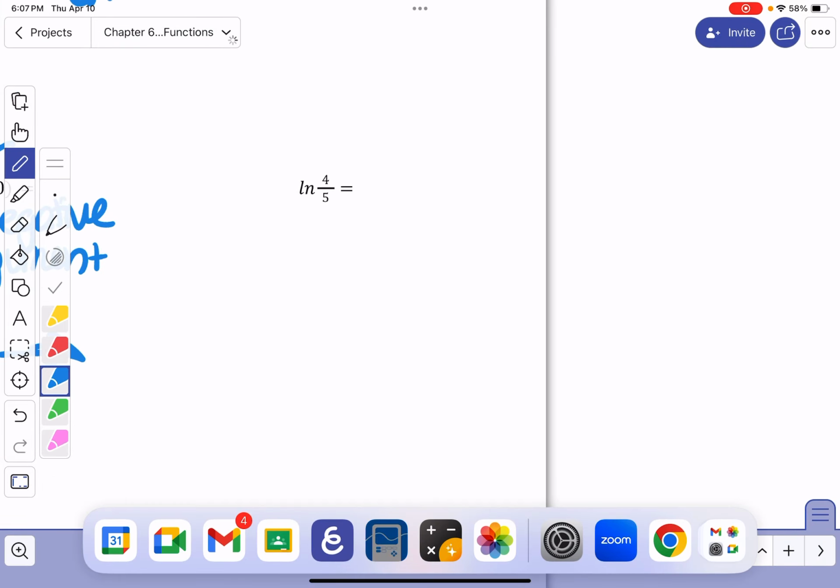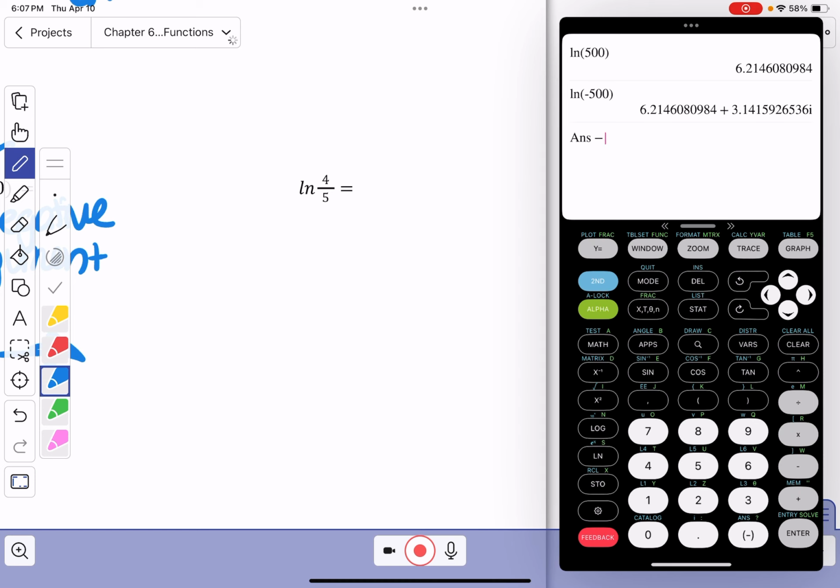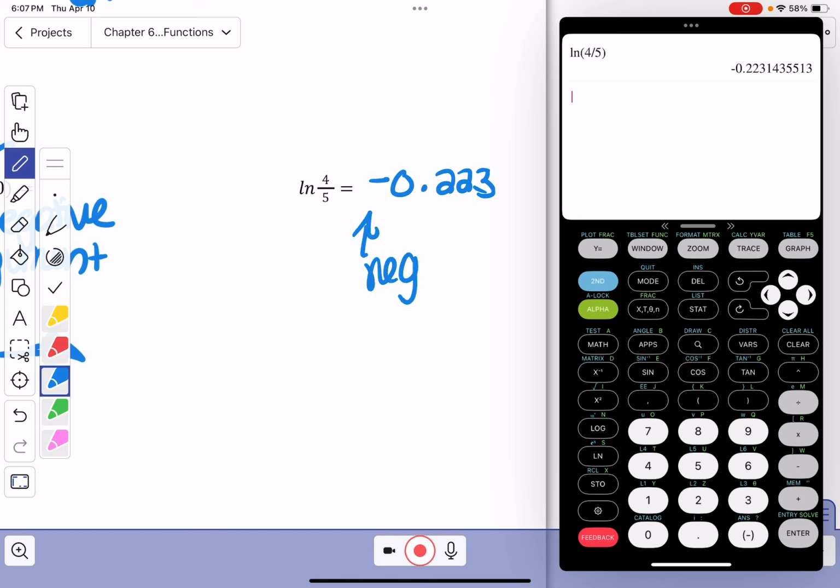Then we can also do ln 4/5. So ln and then 4 divided by 5, and we get negative 0.223. Again, the answer can be negative. The negative answer is okay. You just can't have a negative argument. Negative answer, okay.